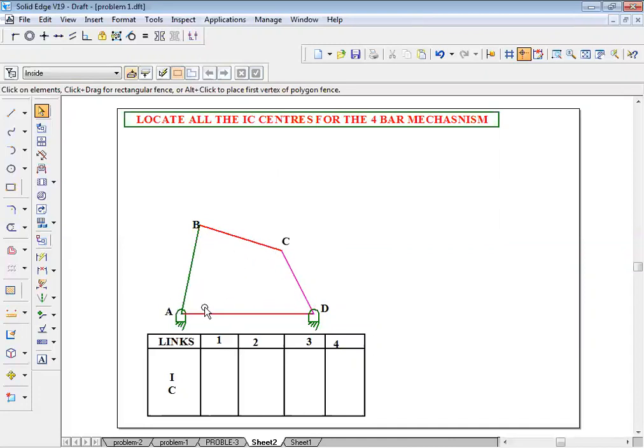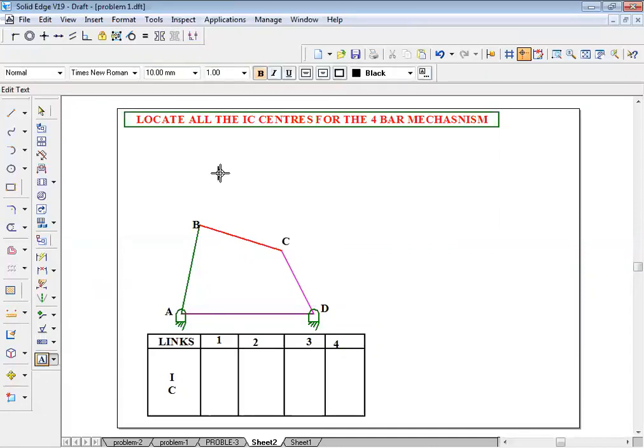I assume some dimensions and construct this. This is called the space diagram.